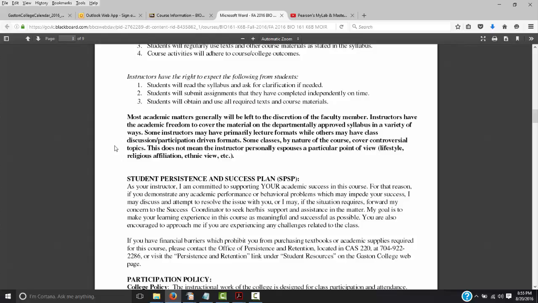Alright, this is a fairly recent addition to most syllabi here at Gaston. Most academic matters generally will be left to the discretion of the faculty member. Instructors have the academic freedom to cover the material on the departmentally approved syllabus in a variety of different ways. Some instructors may have primarily lecture formats, while others may have class discussion, participation-driven formats. Some classes, by nature of the course, cover controversial topics. This does not mean the instructor personally espouses a particular point of view, whether it be lifestyle or religious affiliation, ethnic view, or so on.